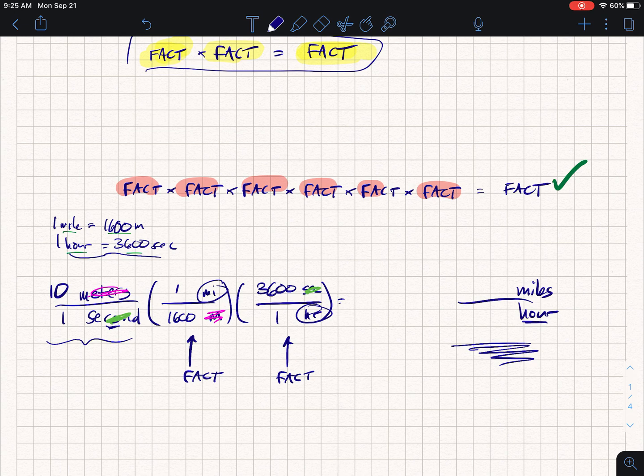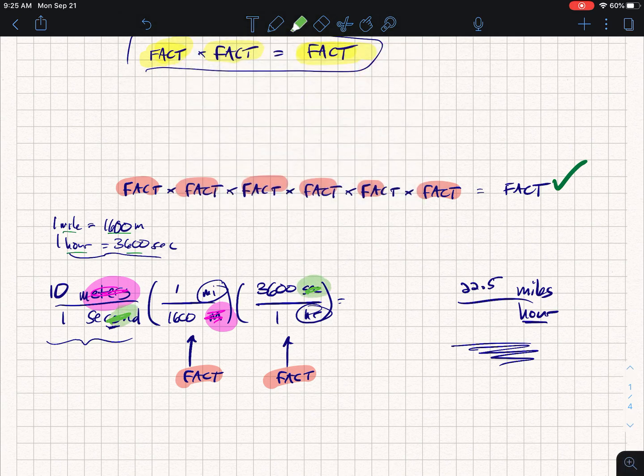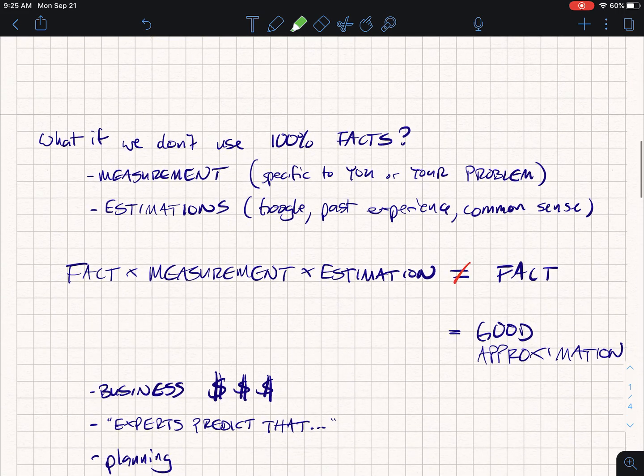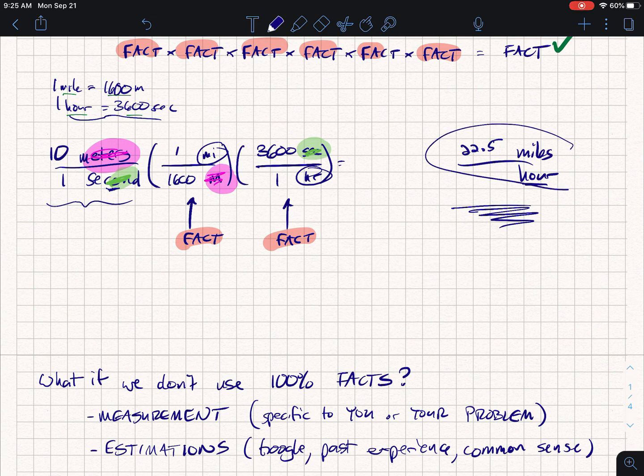And so I wind up getting, I can do math on here, I think it winds up being about 22.5 miles per hour. I know this is true because of two reasons. First of all, I'm only including facts in my answer, and I know that I've set this up right because I can see that the units wind up canceling each other out, which forces the problem to be correct. So, what if you don't use facts, right? We were 100% sure that this answer was right because we were 100% sure that we were including facts in our problem.